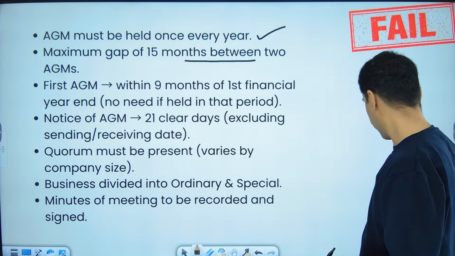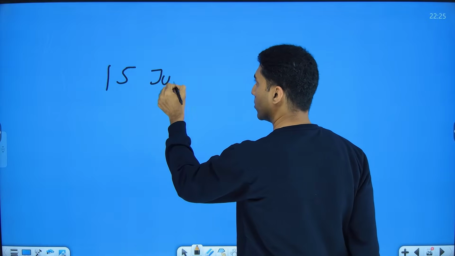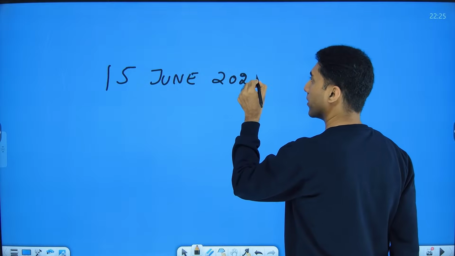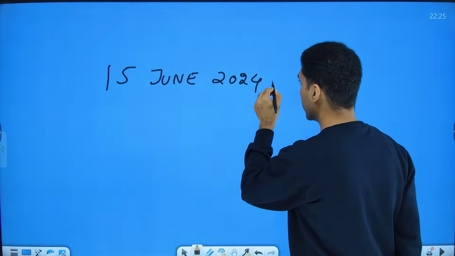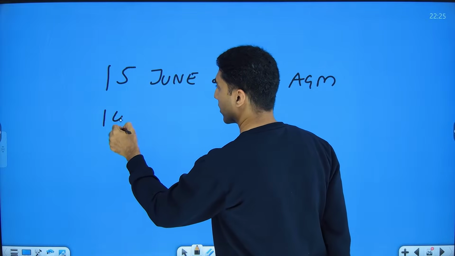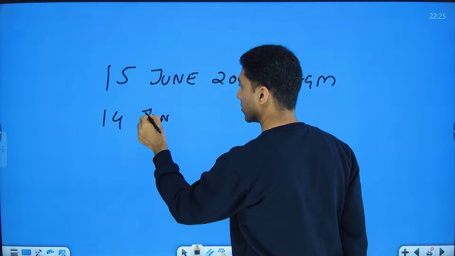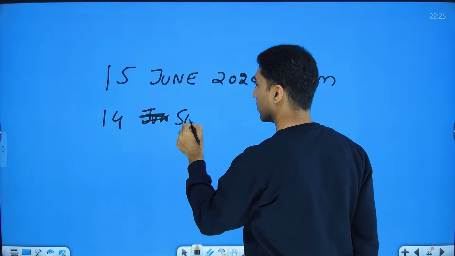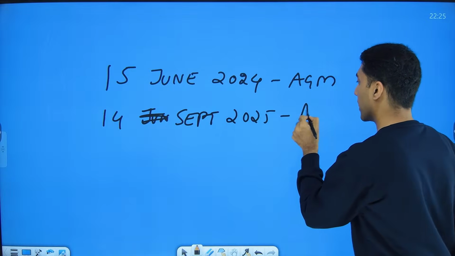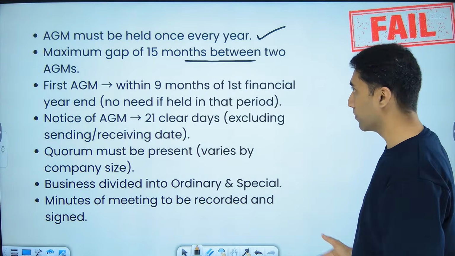So what does that mean? Let us say on 15th June 2024 you have an AGM. So maximum 15 months. So for example, 14th June, July, August, September, 14th September 2025, you must have the AGM. Why? You should not have a gap of more than 15 months from the previous meeting.